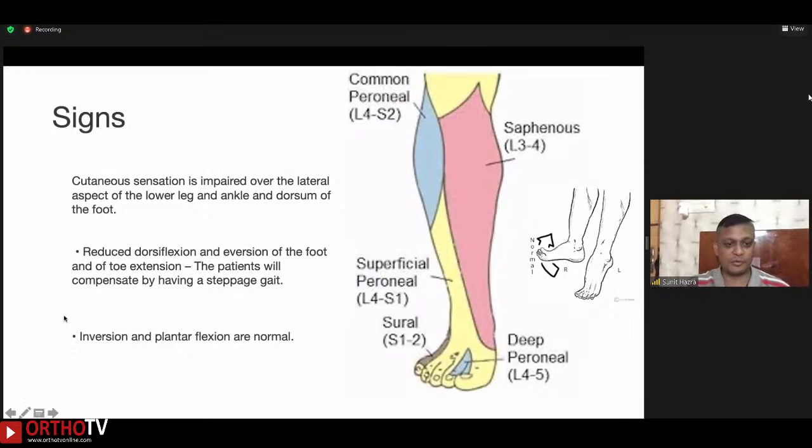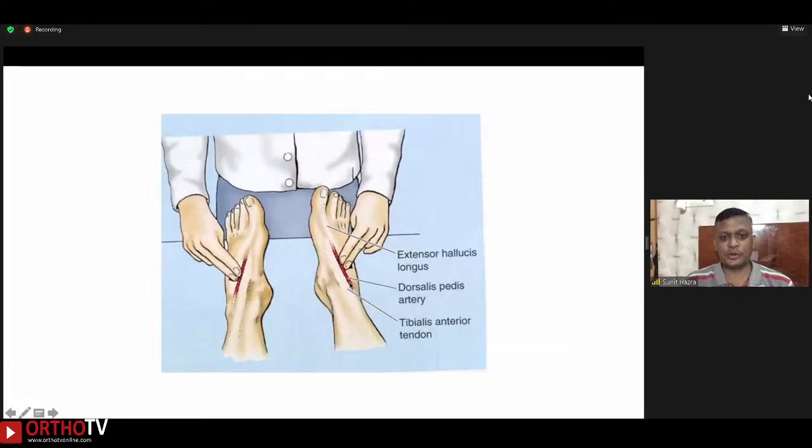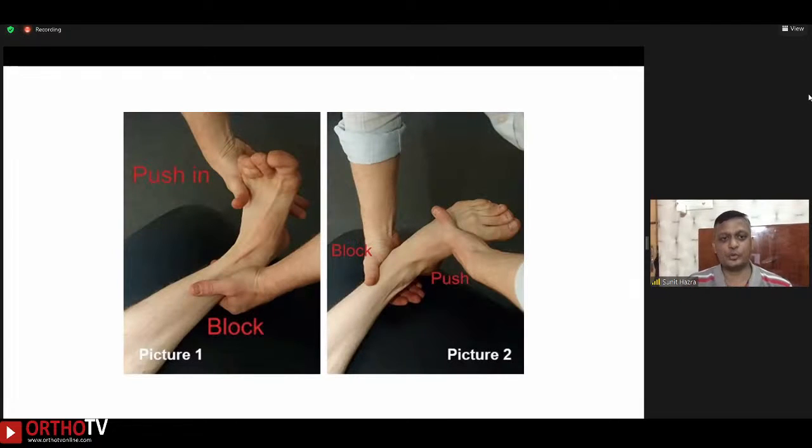The patient compensates by having a high stepping gait. However, if you carefully examine the patient's inversion and plantar flexion, these should be normal, because those muscles are mainly supplied by the tibial nerve. So you need to palpate the tibialis anterior tendon like this also. You can see whether the tibialis anterior, extensor hallucis longus and the other toe extensors are functioning or not. Those examinations are very important, and you need to ask the patient to push against force, outward and inward, to check inversion and eversion.